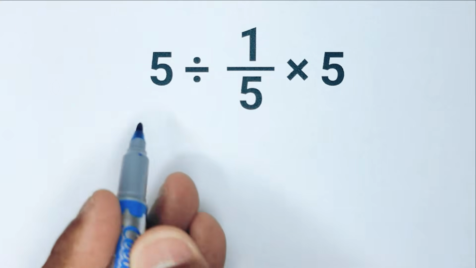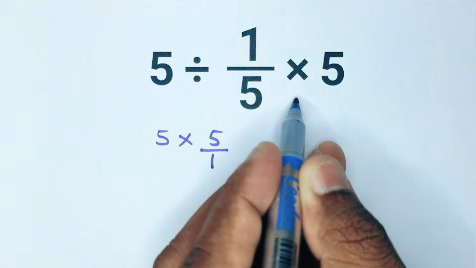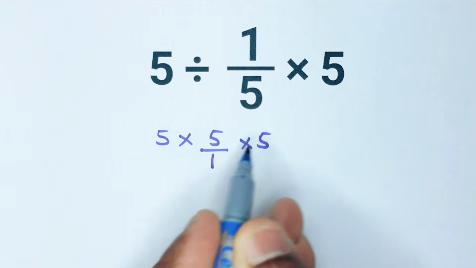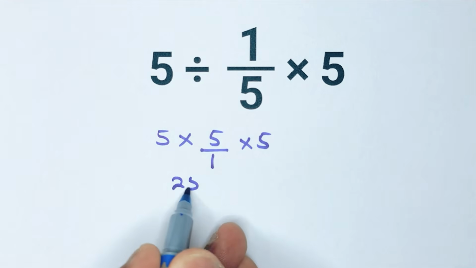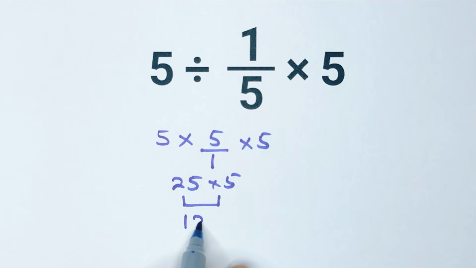That means we get 5 times 5 over 1, and we still have another 5 to multiply. Now it's easy. 5 times 5 is 25, and 25 times 5 equals 125. That's our final answer.